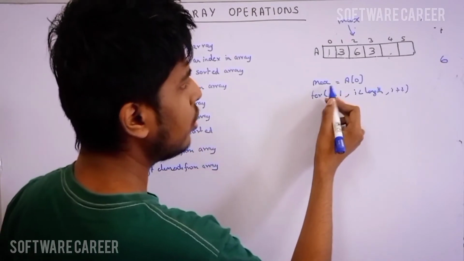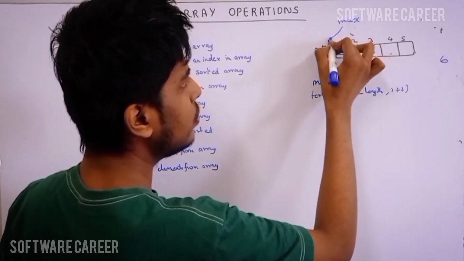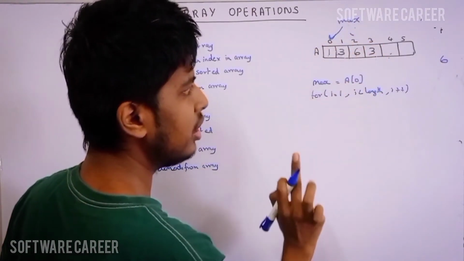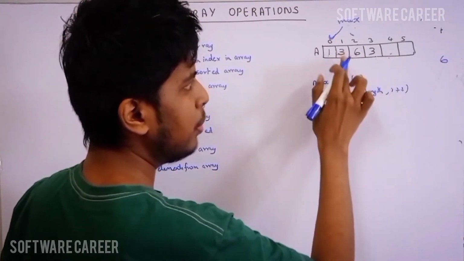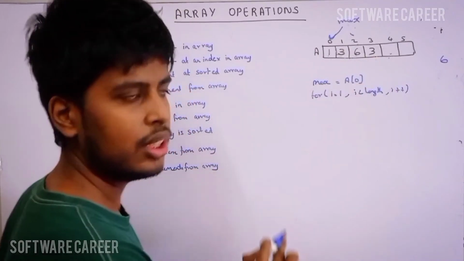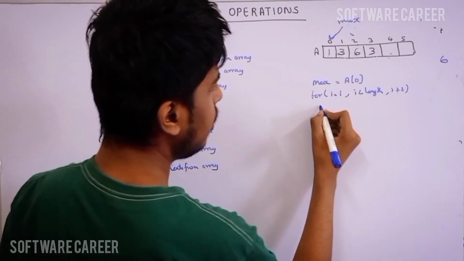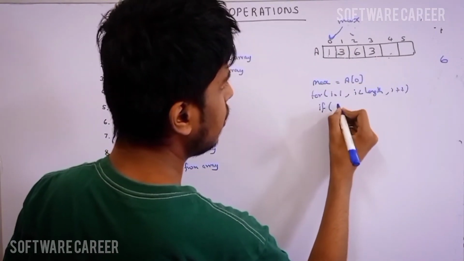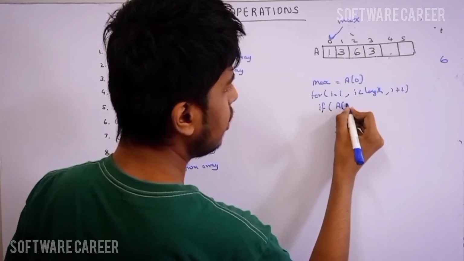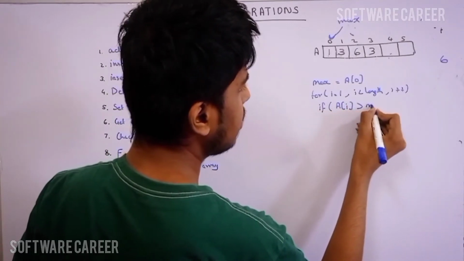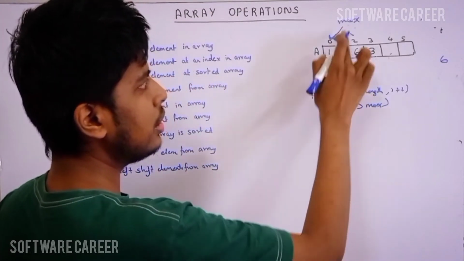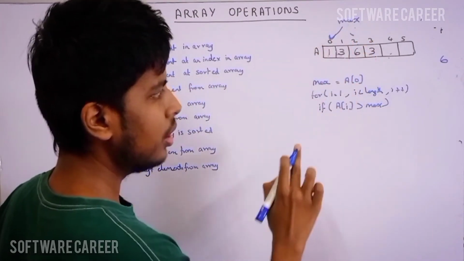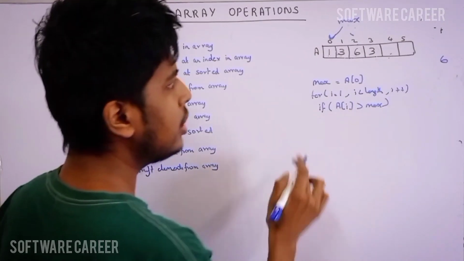Now see, at the starting, maximum is A of 0, the first element. So I am writing A of 0. Now I will start from for I equals 1, I less than length, I plus plus. It will start from here to here. Now I am writing the condition: if A of I is greater than maximum, that means whether this 3 is greater than this maximum, that is 1. If this is greater, then I should write here.